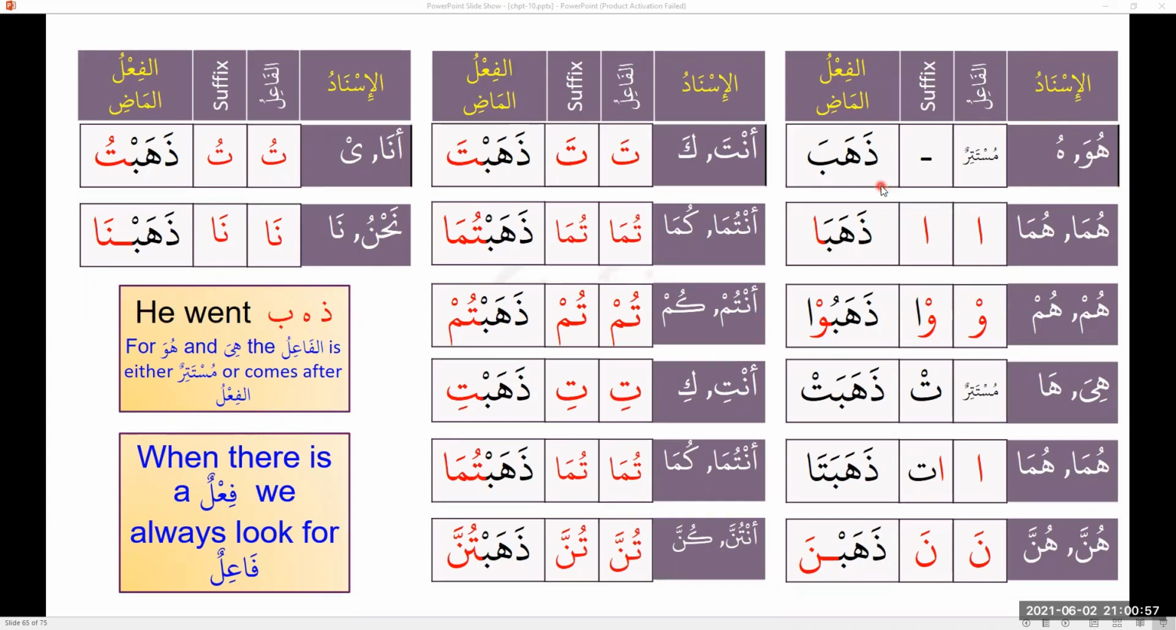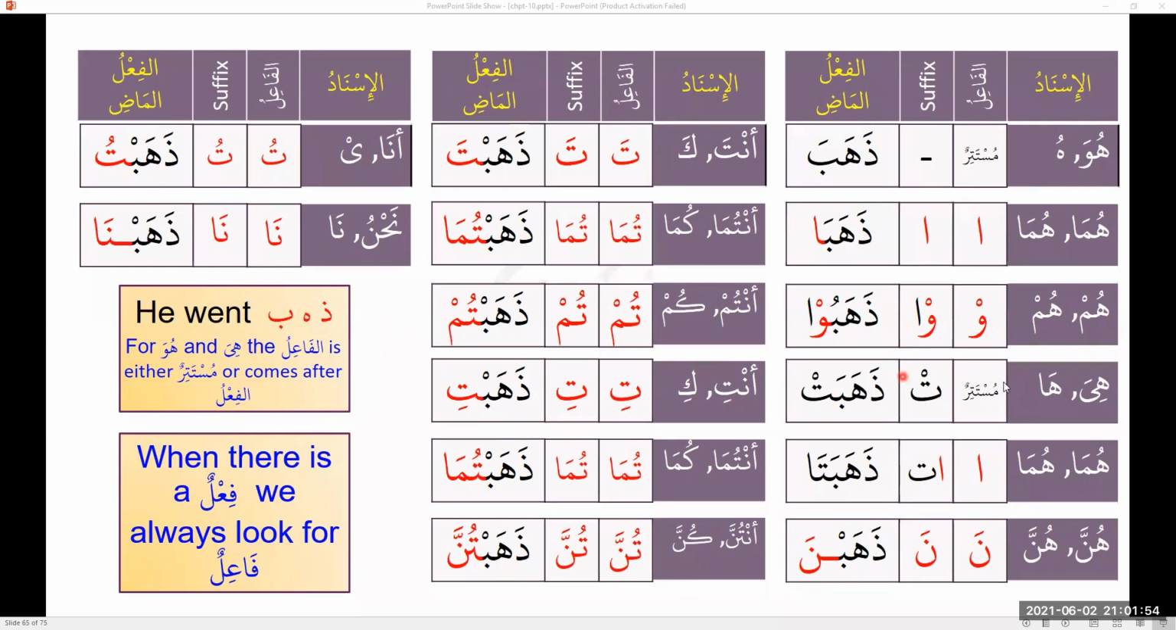Huwa dhahaba, huma dhahaba, hum dhahabu, hiya dhahabat, huma dhahabata, hunna dhahabna, anta dhahabta, antuma dhahabtuma, antum dhahabtum, anti dhahabti, antuma dhahabtuma, antunna dhahabtunna, ana dhahabtu, nahnu dhahabna.